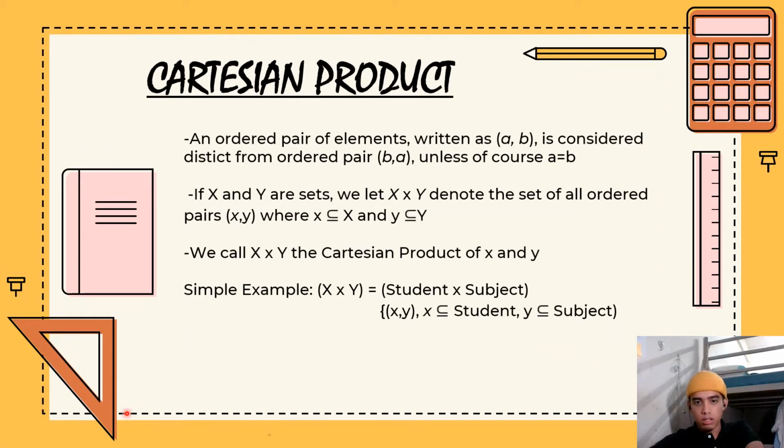Cartesian product. A Cartesian product is an ordered pair of elements written as (A, B), which is considered distinct from the ordered pair (B, A) unless of course A equals B. If X and Y are sets, we let X cross Y denote the set of all ordered pairs (x, y), where x is an element of X and y is an element of Y. We call X cross Y the Cartesian product of X and Y. A simple example is student cross subject, where x is an element of student and y is an element of subject.